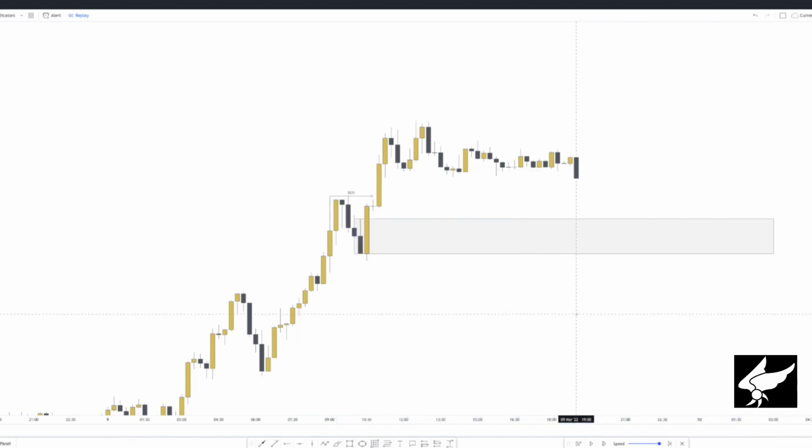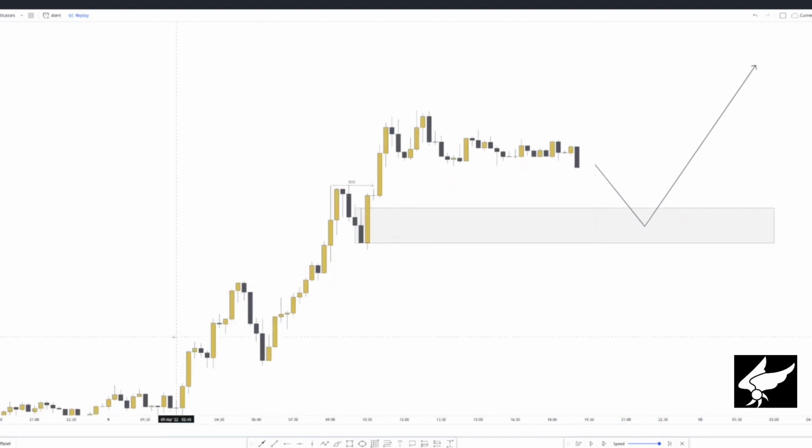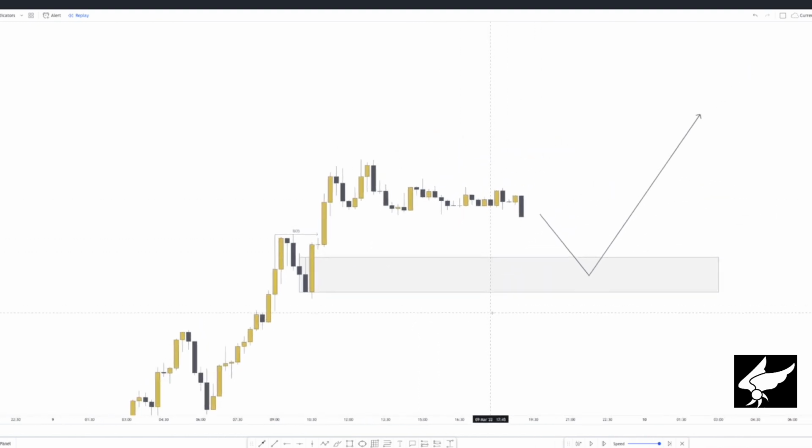And this is the area that I'm looking for price to mitigate something like this, before taking off in the original trend's direction, the dominant trend, as I mentioned in the ebook. So the dominant trend here is clearly bullish. We're looking to continue that order flow. So we're anticipating price to mitigate this order block here and then take off from there. So this is the area where we're going to be looking for entries.